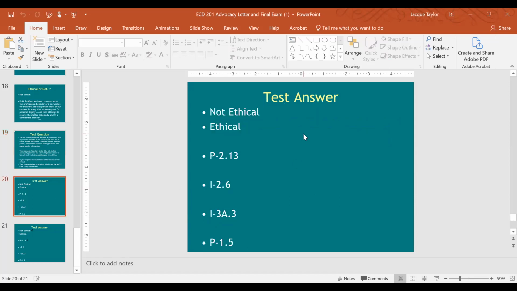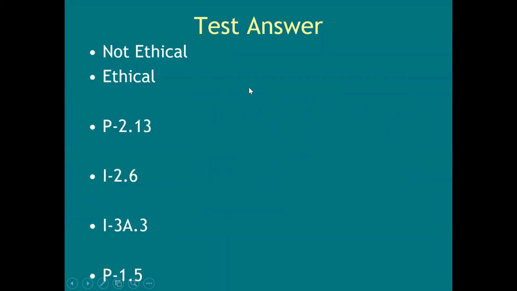So on your test question, it's going to look like this. You're going to choose whether it's ethical or not ethical. So you're going to have to select one of these. So it's going to look like this. You're going to have to select ethical or not ethical. And then you're going to have to select one of the ideals or principles that goes with it. And they'll be written out for you, so you'll be able to read those.